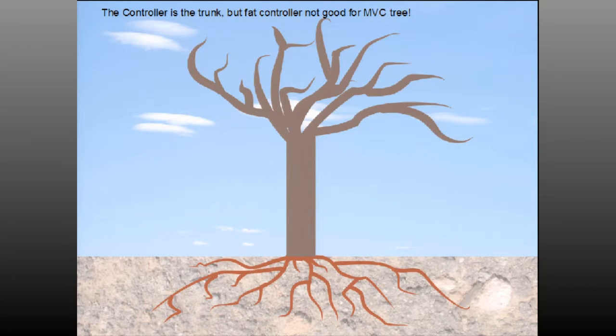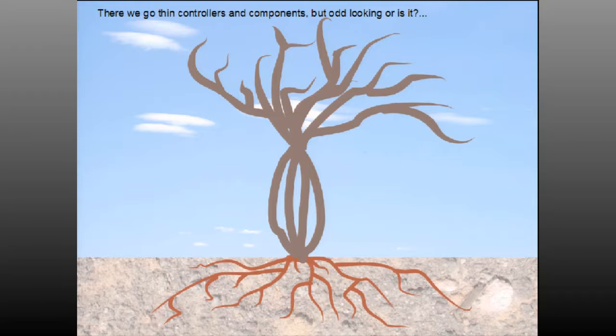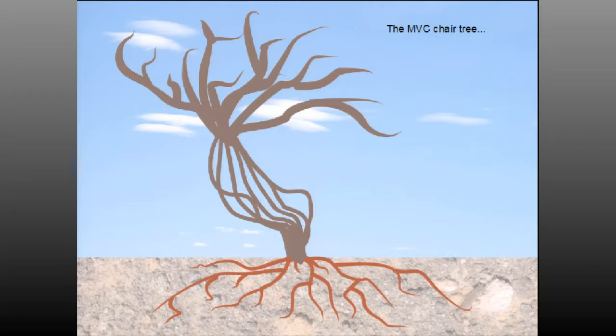All right, the controller is the trunk, but we've gotten this before. Fat controller is not good for the MVC tree. So we want to make it look something like this. The controllers are skinny now, and there's multiple controllers. You're going to have multiple components in there too. So it fits the analogy, but kind of odd, right? Or have I seen this somewhere before? I think you guys have too. You can make a tree however you want. Bam, there you go. Now you got your MVC chair tree. Simple solution.